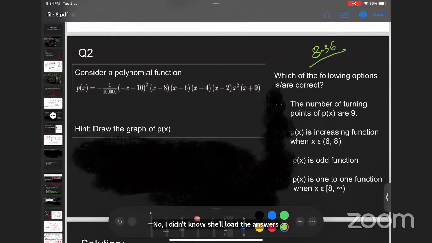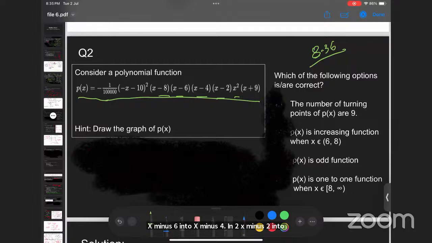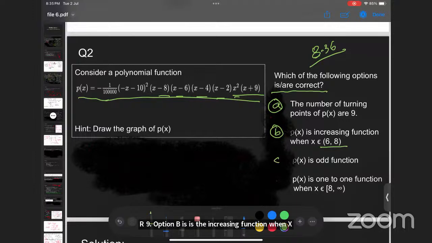We have a polynomial function P(x) equal to some constant times (x minus 10) squared, (x minus 8), (x minus 6), (x minus 4), (x minus 2), x squared, (x plus 9). The question is which of the following options are correct? Option A: the number of turning points of the polynomial is 9. Option B: P(x) is an increasing function when x belongs to the interval (6, 8). Option C: P(x) is an odd function. And option D: P(x) is a one-one function when x lies in the interval (h, infinity).